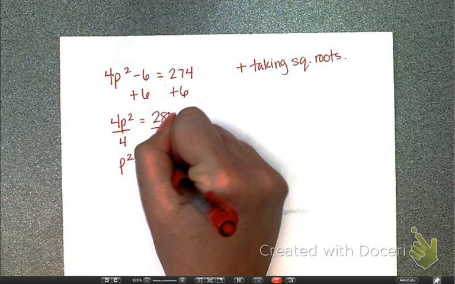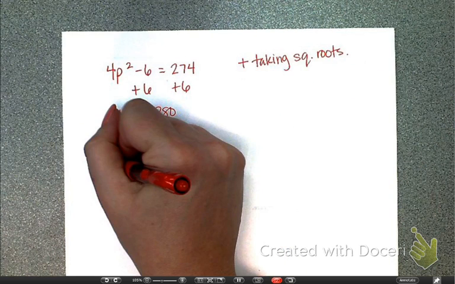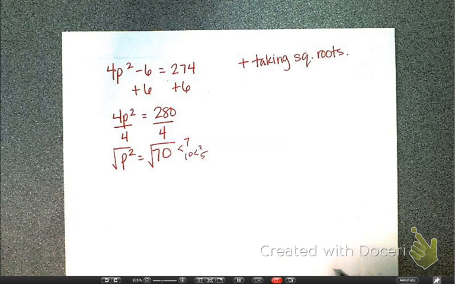Does 70 break down? 10 and 7. Does that do me any good? No. So P equals plus or minus the square root of 70.